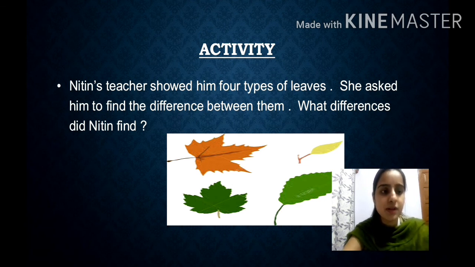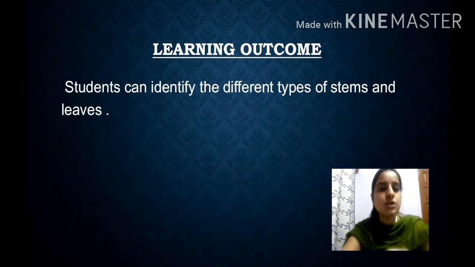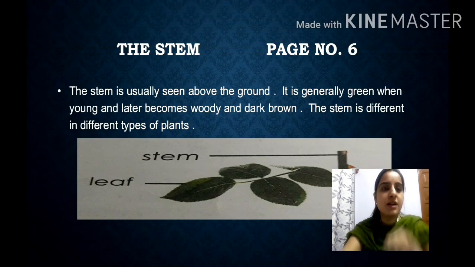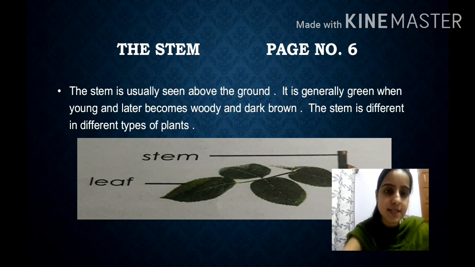Written? Okay. So the learning outcome is students can identify the different types of stems and leaves. In today's class we'll study about the stems and leaves, and at the end of the class you will be able to identify the stems and their leaves. Okay, so let's start the class. Take out page number 6 of your book. Let's start with our first topic, that is the stem.